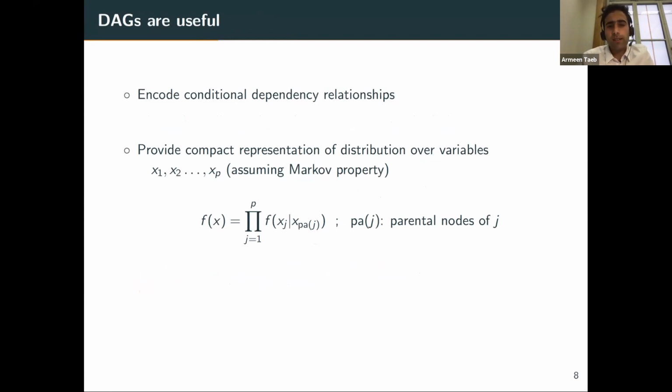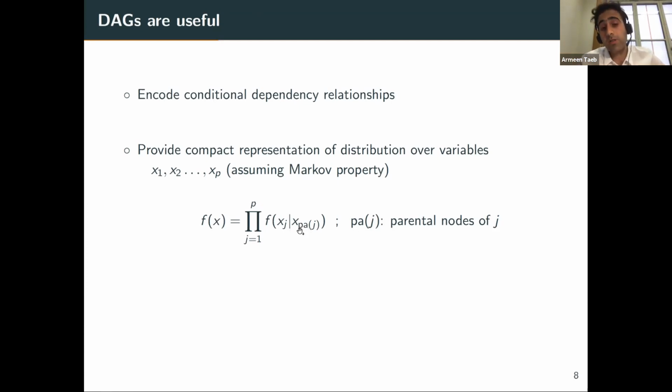They also provide a concise representation of the underlying distribution of the variables in the network. For example, if the variables are generated according to a DAG, their joint density function can be factorized as the product of conditional density functions, where you need to only condition on the parents of the particular node. Parents are nodes that are directly pointing to the node of interest.